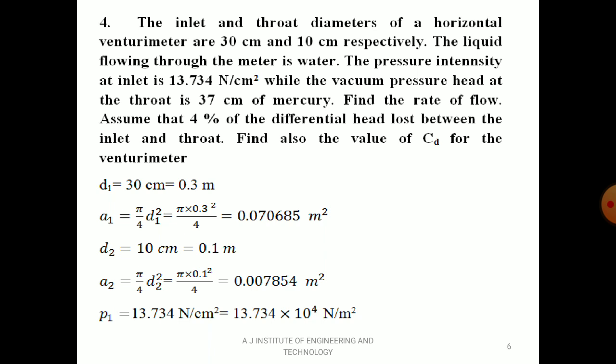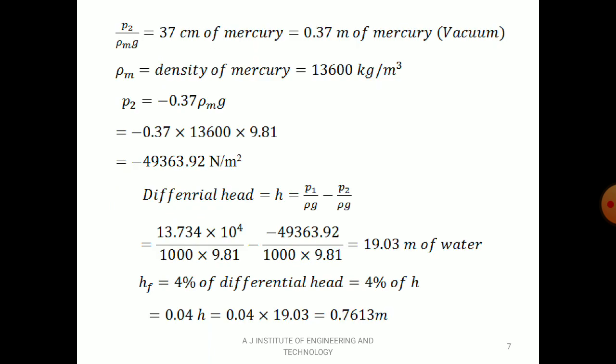So there is a pressure P1. Now coming to P2 divided by rho mg, that is given in terms of vacuum head. So vacuum means minus P2 divided by rho mg. It is given as 37 centimeter of mercury. So you are supposed to take rho m there. So P2 divided by rho mg is equal to 37 centimeter of mercury.